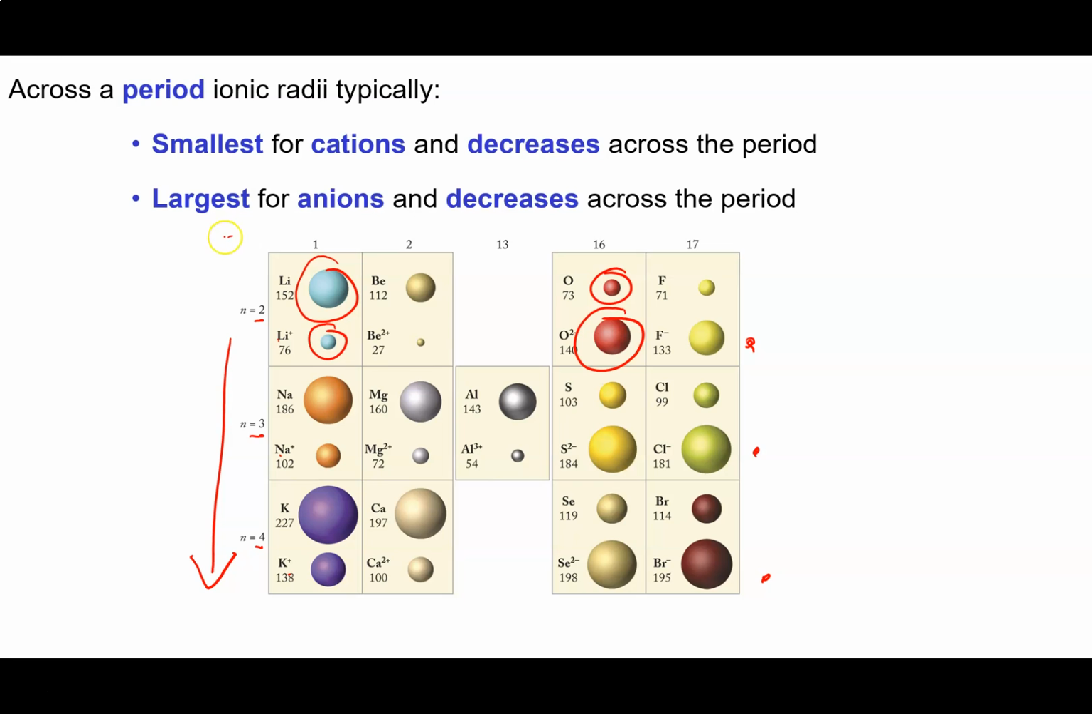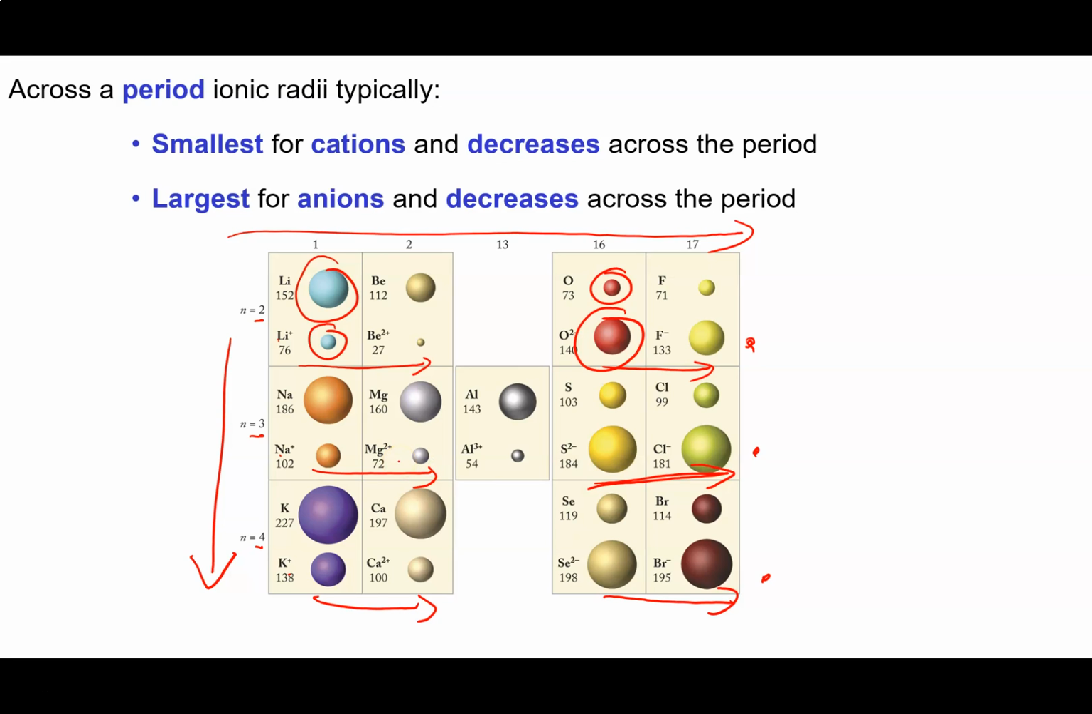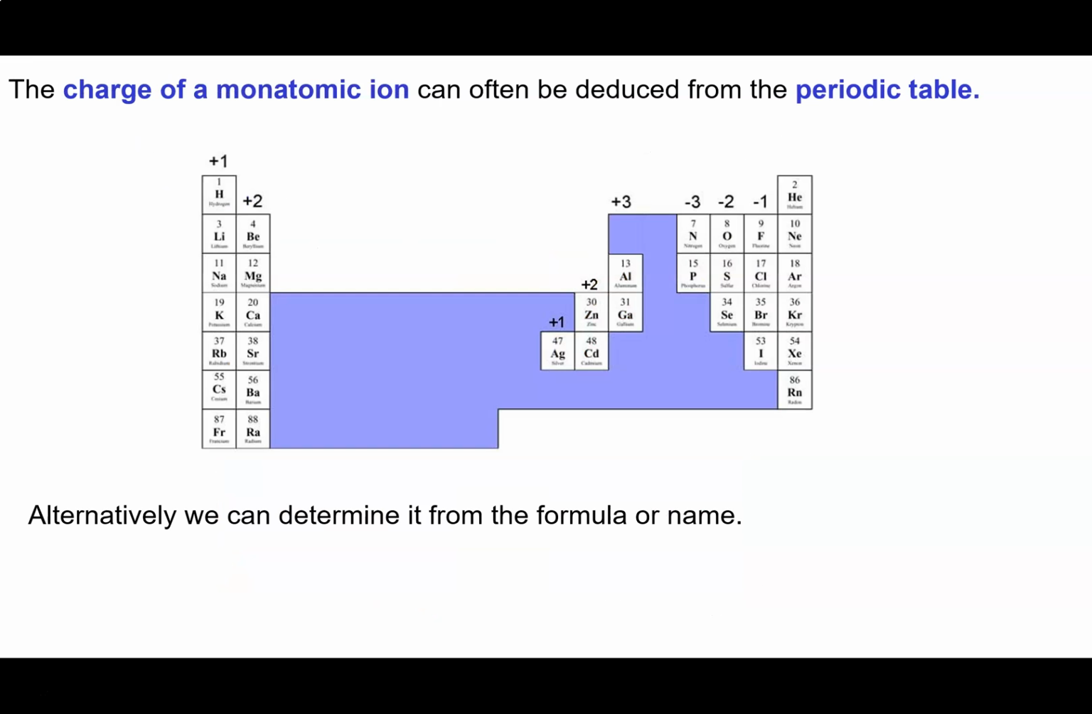Now, when you go across the periodic table, it's very similar to what we see for atomic size. As you go across, you tend to see a small decrease in the size of the cations and a small decrease in the size of the anions. But it's not a particularly big trend. You can see that there's hardly any difference here as we move across. But the general trend is, as you move across, they tend to get smaller for a given set of cations or a given set of anions.